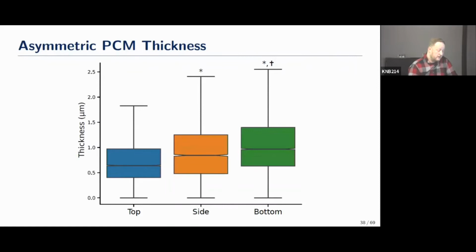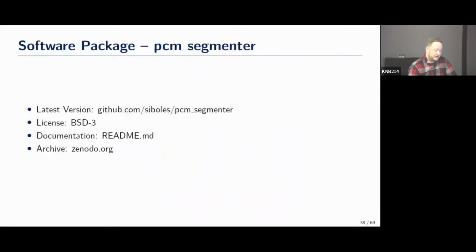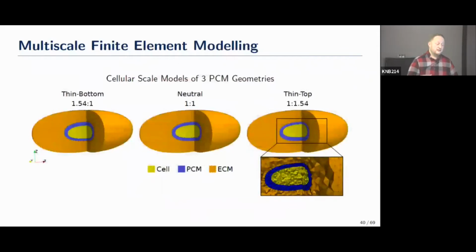Does it have any meaning? First of all, the segmentation and analysis that I just presented is available in a software package on my GitHub called PCM Segmenter. But the idea being, is this asymmetrical difference that's distinctively biased towards a thicker PCM below important? Could it be important mechanically? I'm a mechanical engineer by background, so I think about mechanics. So to look into that, we did something called multiscale finite element modeling. Basically at the cellular scale, we made a model, a simplification of the cell geometry and the paracellular geometry that we observed, on the far right, 54% thicker on the bottom than on the top.